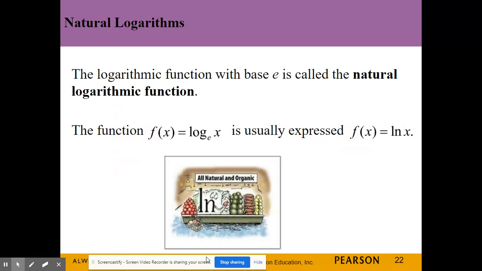Another one we're going to talk about is a natural log. So this is the last part of the objective. The logarithmic function with base e is called the natural log function. The function f of x is equal to log base e of x is usually expressed f of x equals natural log of x. So a base e, you would just write it as this natural log. So this notation means this.